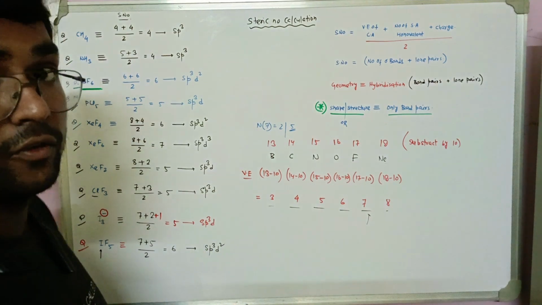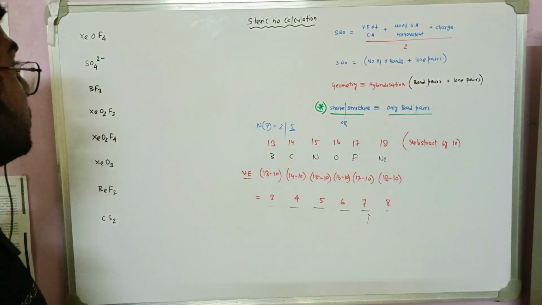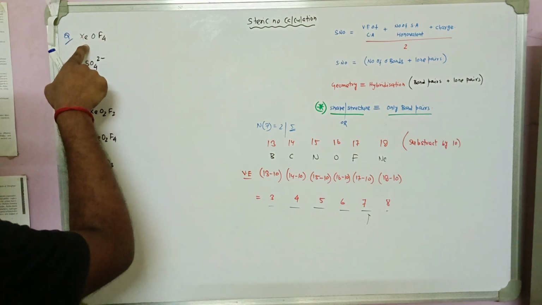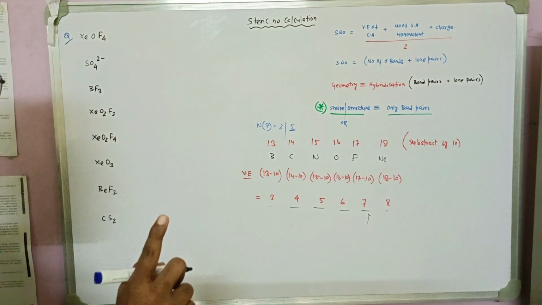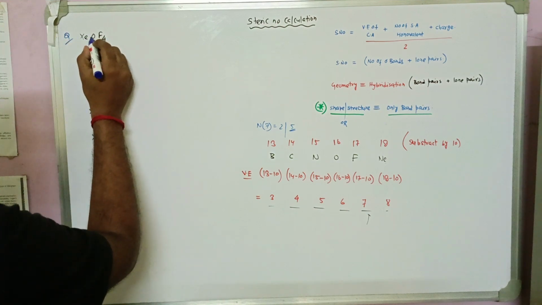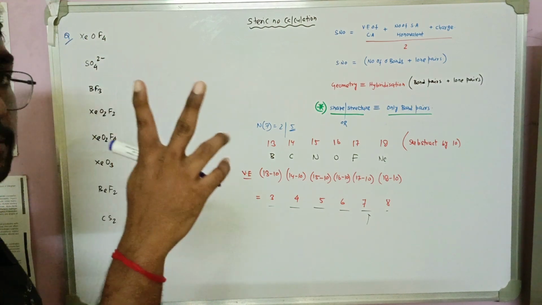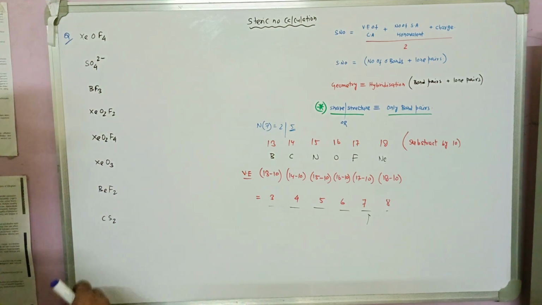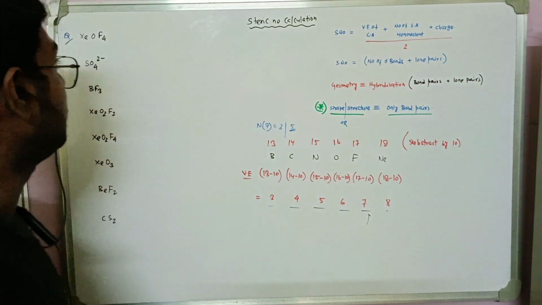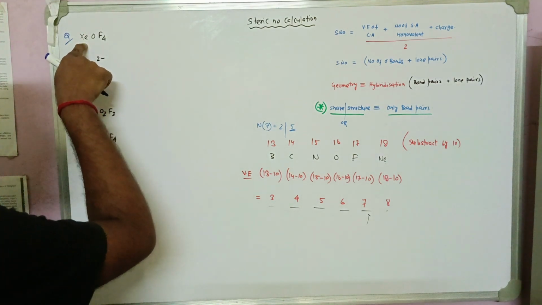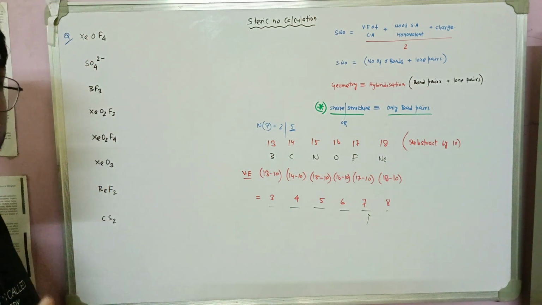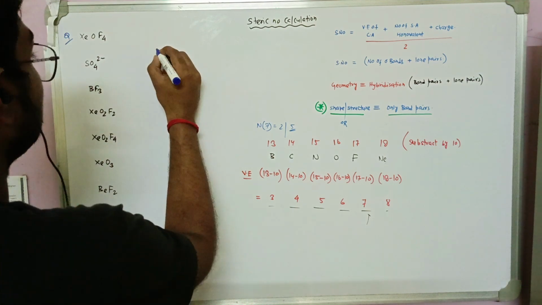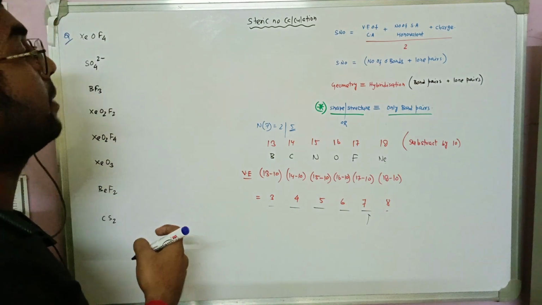Okay, let's solve some other questions. The first question is asking for the hybridization of xenon in XeOF4. Now just focus on this: there are 2 types of atoms which are in less number, Xe and O. So what will be the central atom? Because you can get confused that here xenon can be the central atom as well as oxygen can be the central atom. So there are 2 criteria we have to focus on in order to find out the central atom in a particular molecule.